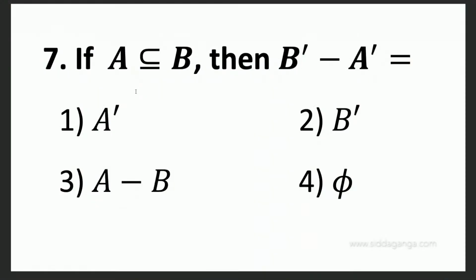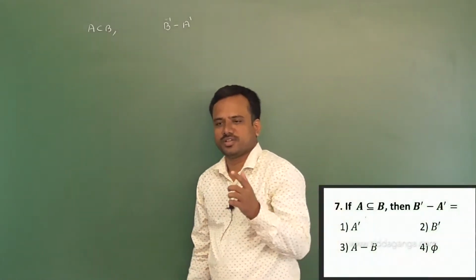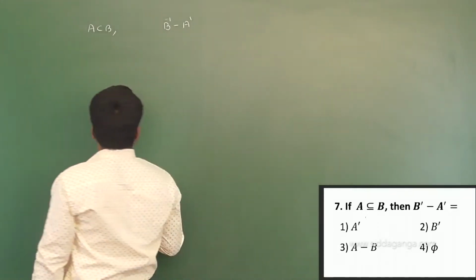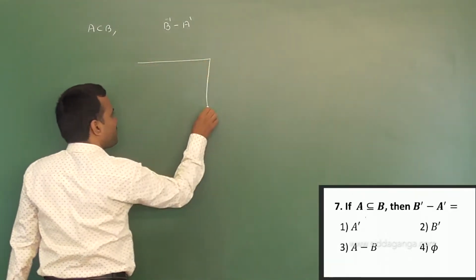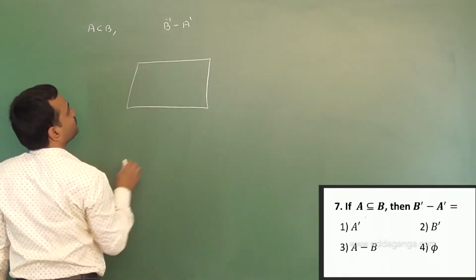If A is a subset of B, then B dash minus A dash is equal to A minus B or empty. Okay? So we observe by Venn diagram, a very easy method.